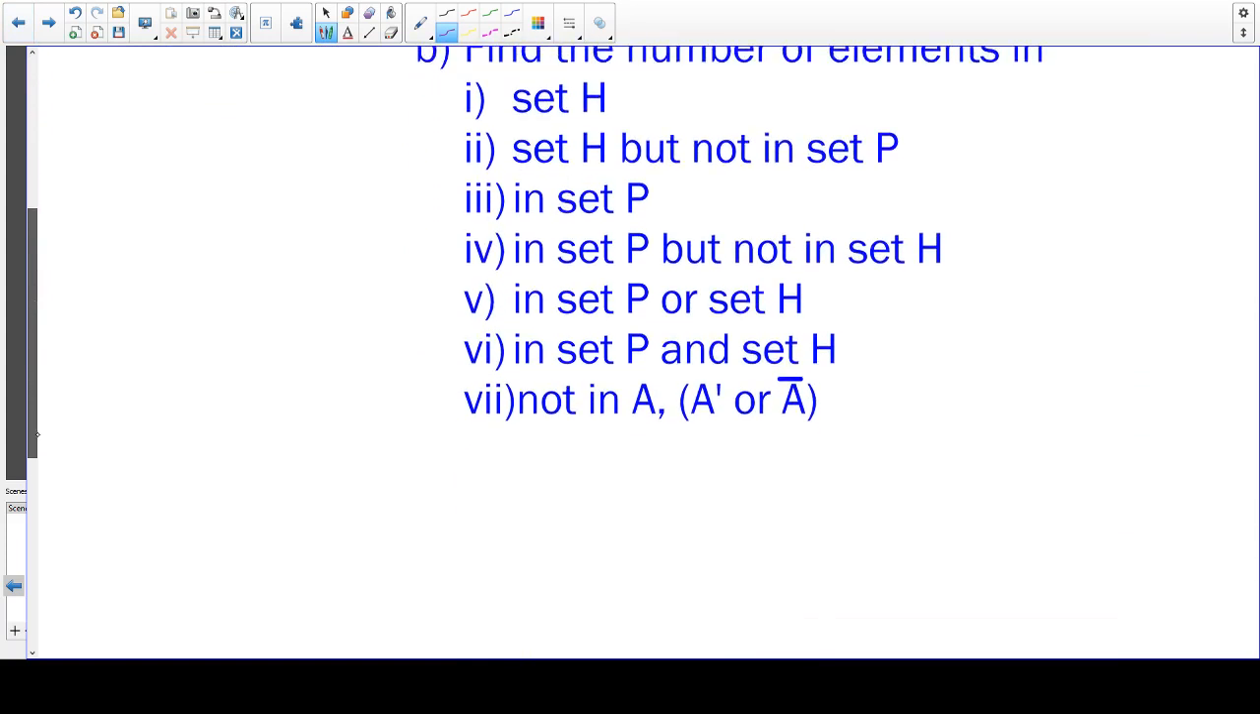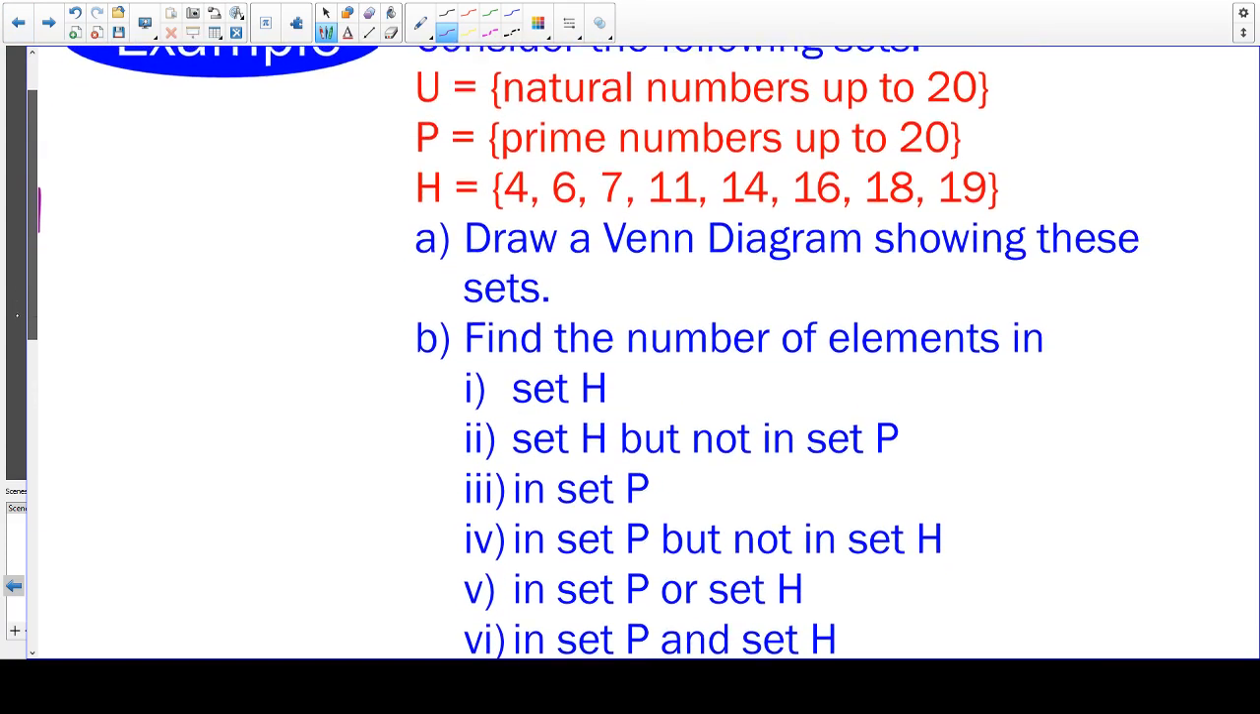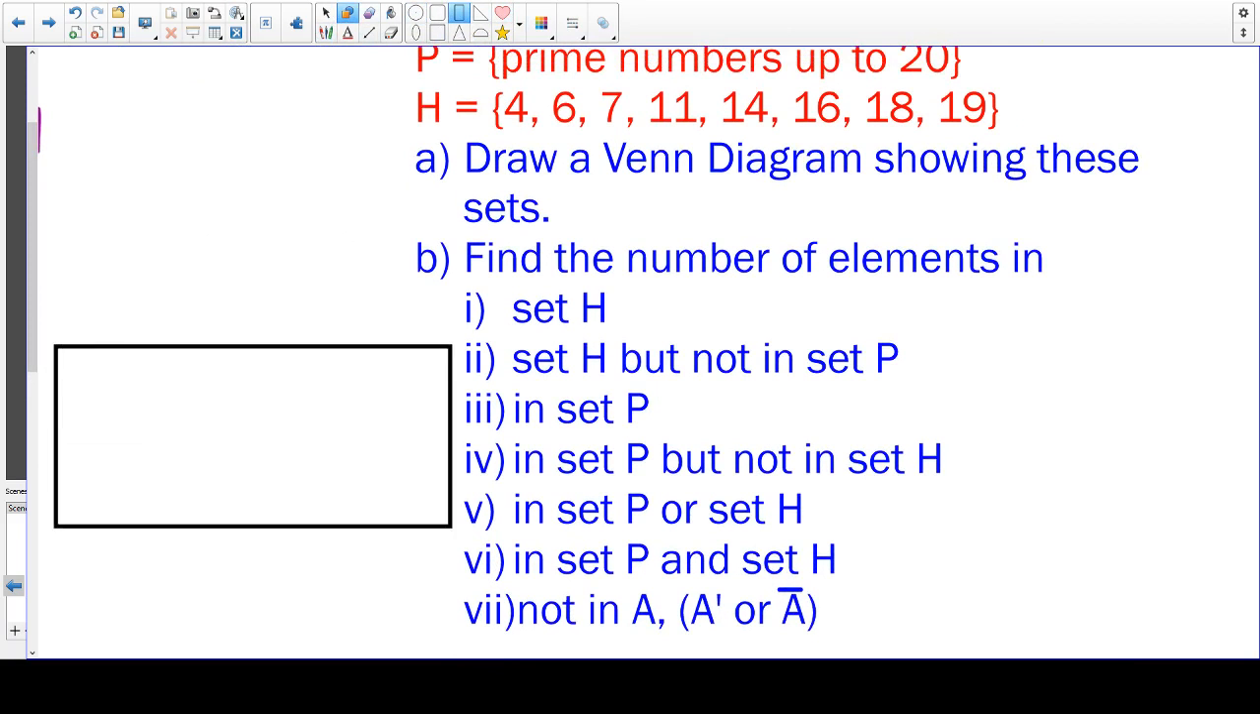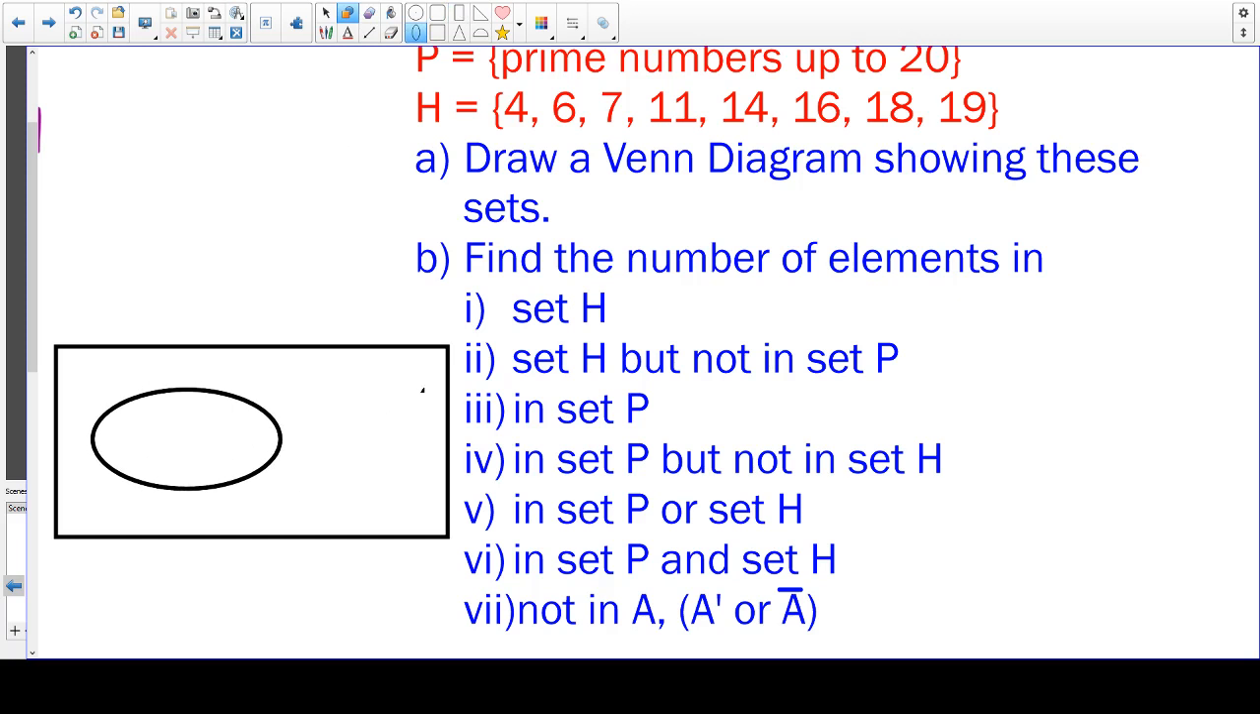Okay? Alright, so what do I want to do? I think I just want to make a box. The first thing I want to do is make a nice little box here. Here's my box. We want to go ahead and draw 2 oval-like shapes. There's 1. There's 2. There should be a spot where these things overlap. Yep. We should label them as P and H. There's P. There's H.